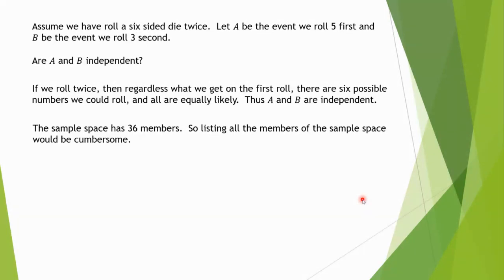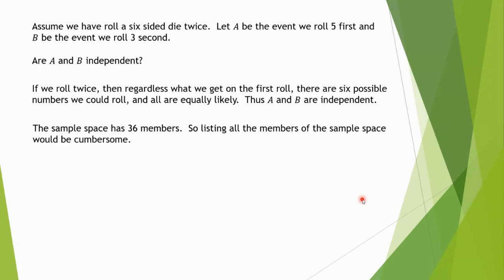So this is another example that's similar to it. Here, we're assuming that we're rolling a six-sided die, but we're rolling it twice. So basically, we're rolling the die, noting the number, picking it up, and rolling it again. Let A be the event that we roll a 5 first. B is the event we roll a 3 on the second toss.